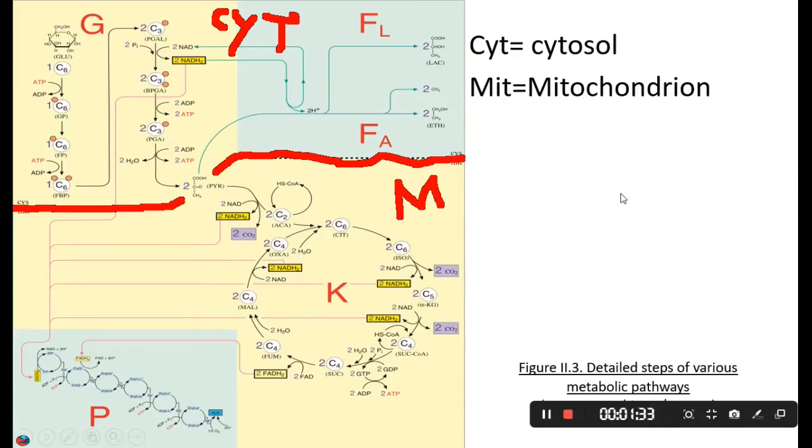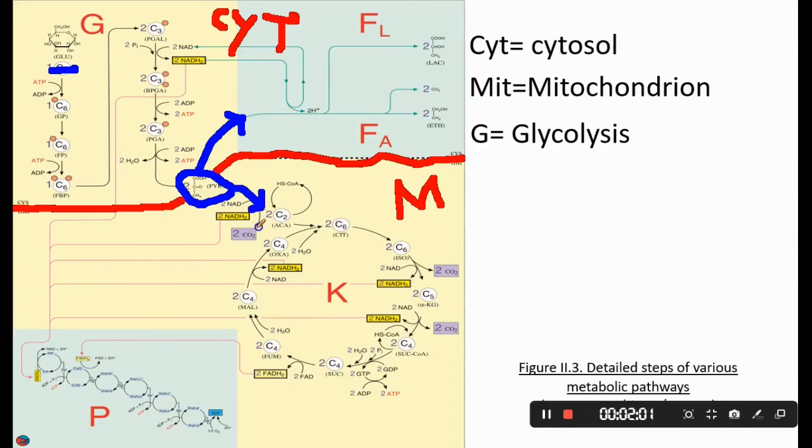I'm just going to give you the names I've just said so that you have them. G is for glycolysis. You can recognize the different steps. You can see that we start off with glucose here and we end up with 2-pyruvate here. So the pyruvate can either be used in fermentation or it can be used in the Krebs cycle.